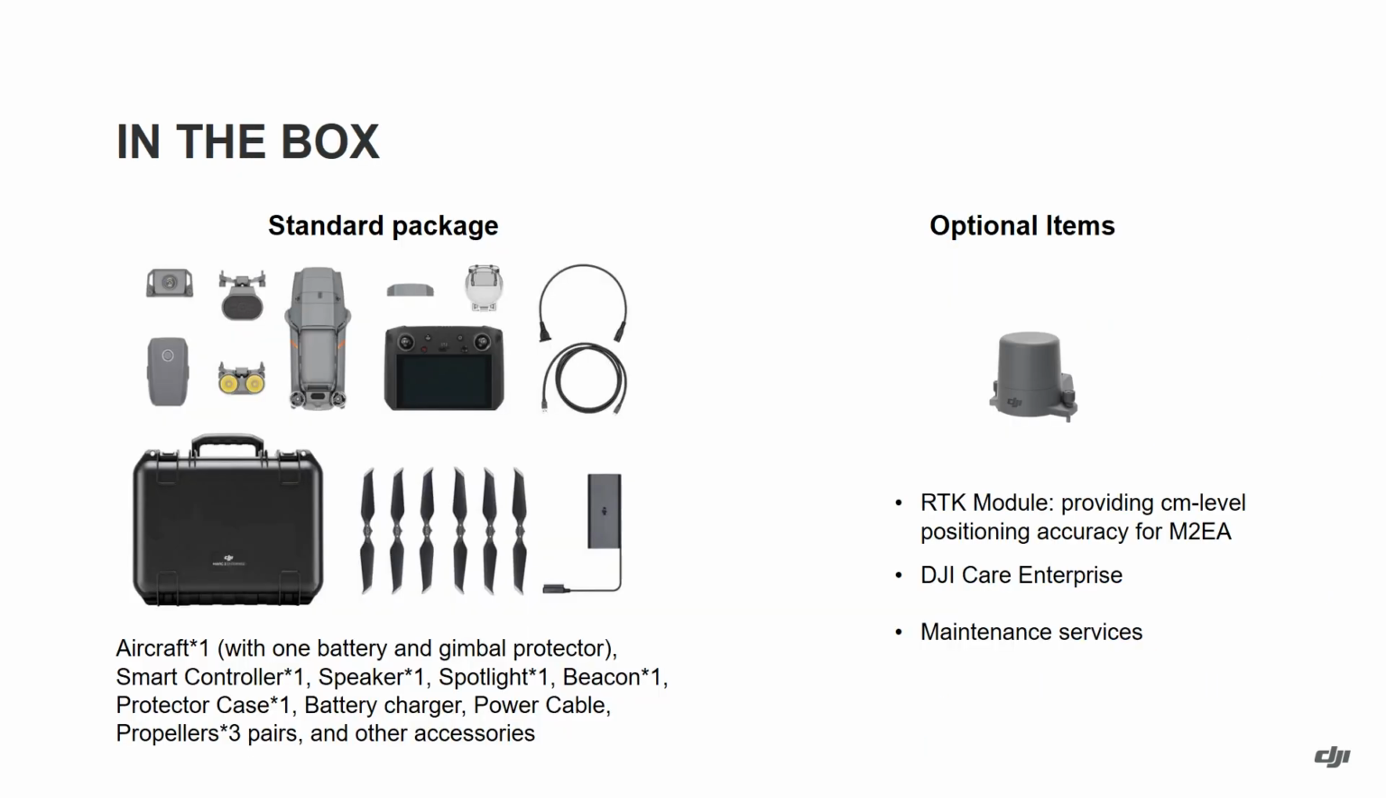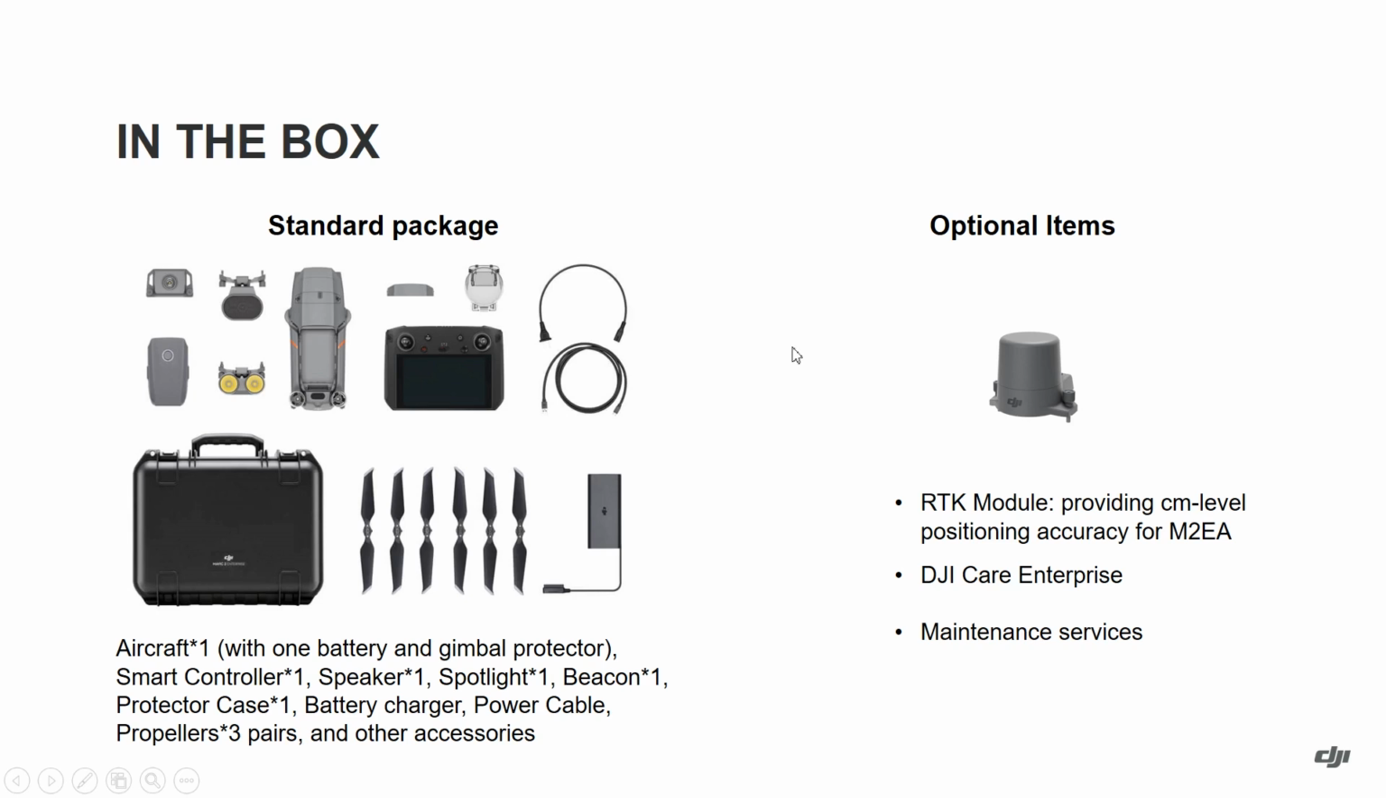And next, what comes in the box of the Mavic 2 Enterprise Advanced? We have the aircraft with 1 battery and gimbal protector included, the smart controller, and 3 accessories you have with the previous Mavic 2 Enterprise series, which are the speaker, the spotlight, and the beacon that will also help in your mission. And also here comes the protector case, the battery charger, the power cable, and 3 pairs of propellers, and also other cables and accessories.